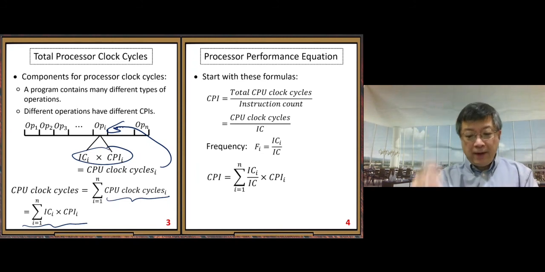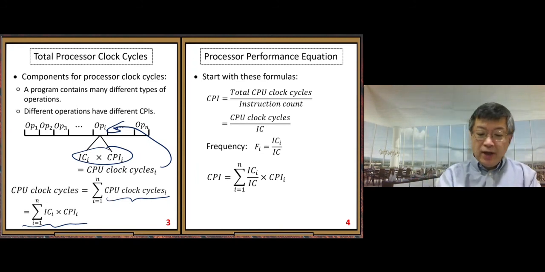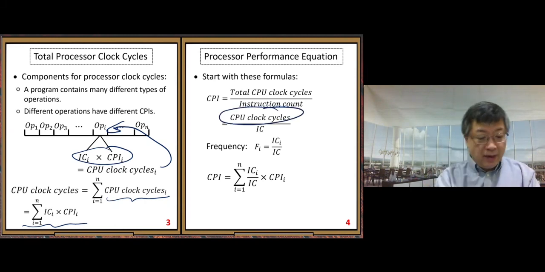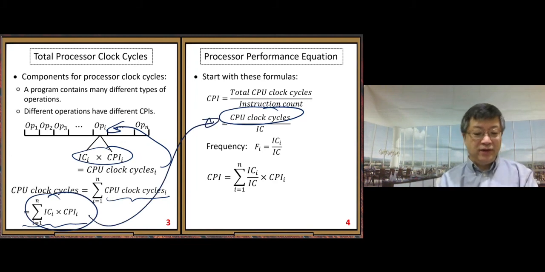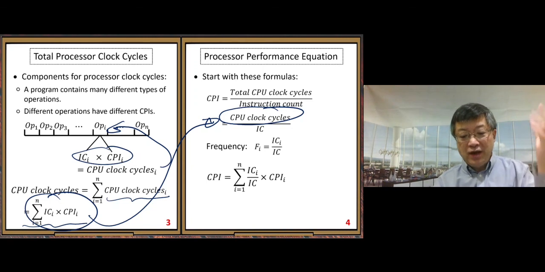First, CPI. Okay? All right. Total CPU clock cycles, but we use this version to replace it. So we have that formula. So we use that version to replace it.